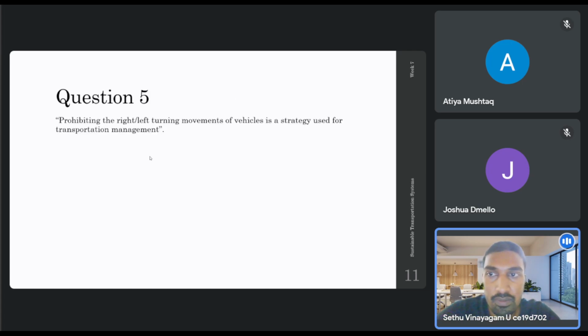Okay, question number 5 is, prohibiting the right or left turning movements of vehicles is a strategy used for transportation management. So whether the statement is correct or incorrect.